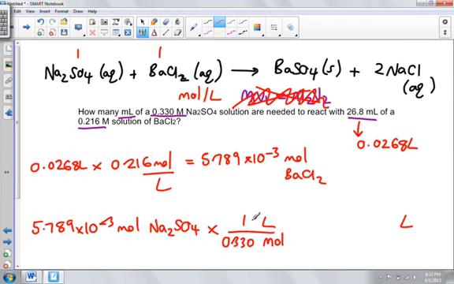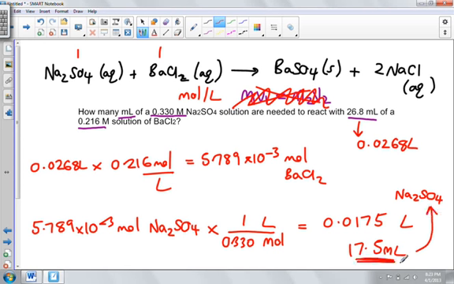0.330 moles per liter. So that gives us 0.0175 liters of our sodium sulfate. And then if you know your conversions, to go from liters to milliliters, we multiply by 1,000, so that means 17.5 milliliters of sodium sulfate. So that's it. That's dilution and using solutions in chemical equations, chemical reactions. It's really not that tough. All right, thank you.